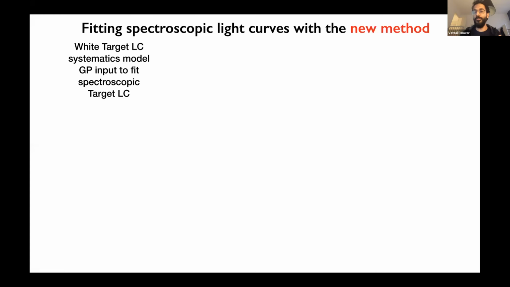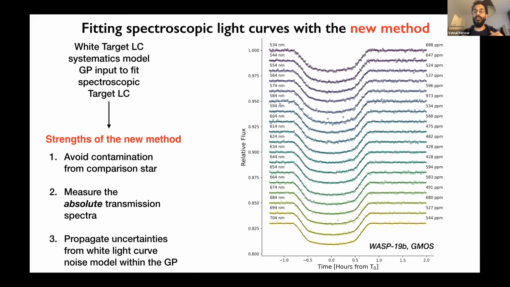So what I have been working on is applying my new method to about 8 transits of WASP-19, and just using the information from the white light curve itself without using any of the comparison star. I simply fit the spectroscopic light curve. So I use the white light curve noise model as an input to my noise model for individual spectroscopic light curves. And the strength of this approach is that it avoids any contamination from, say, variability or non-common systematics from the comparison star.